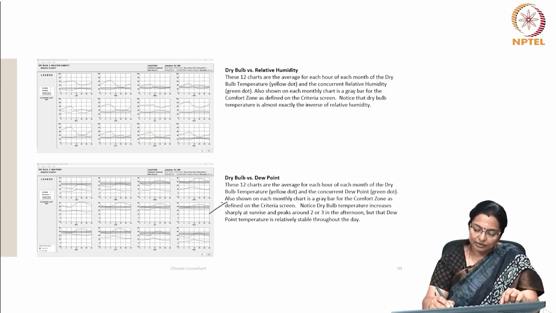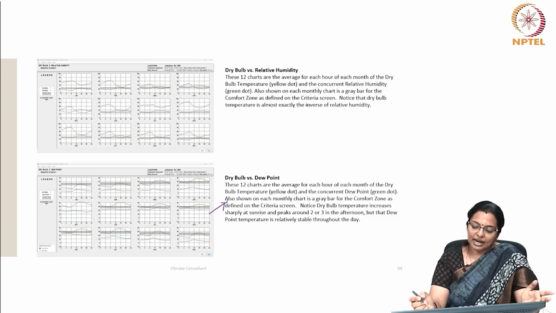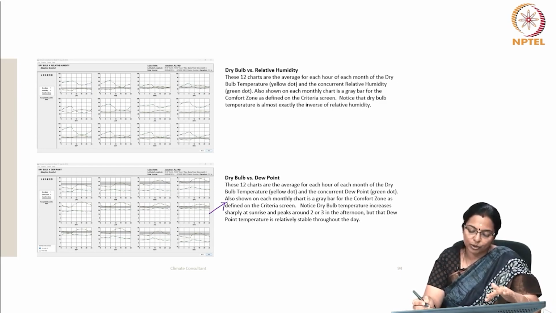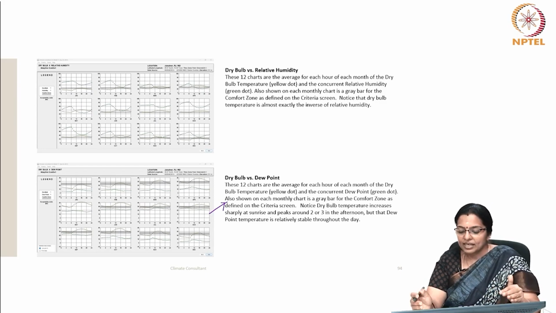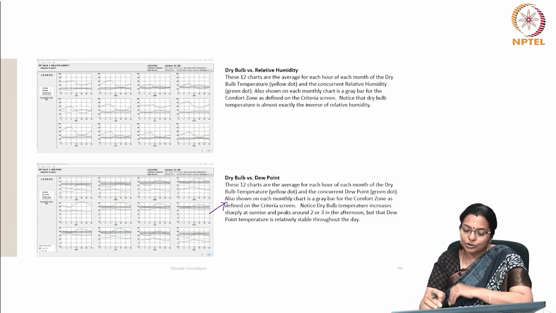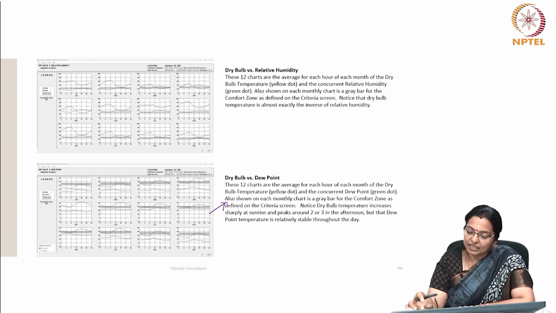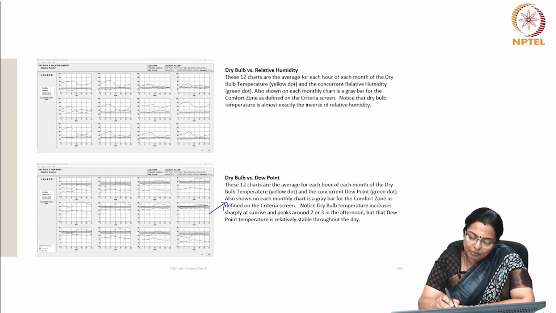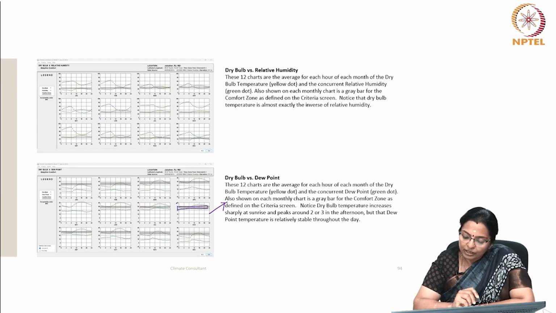Then this chart is a dry bulb versus dew point chart. So, you have 12 charts for 12 months, and these are the average of each hour of each month of the dry bulb temperature and the concurrent dew point. Also shown on each monthly chart is a grey bar for the comfort zone. This is the grey bar for the comfort zone as defined on the criteria screen.